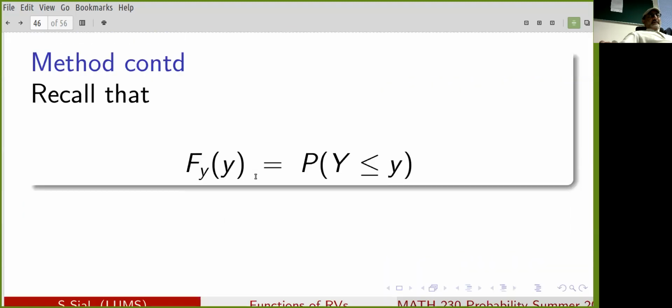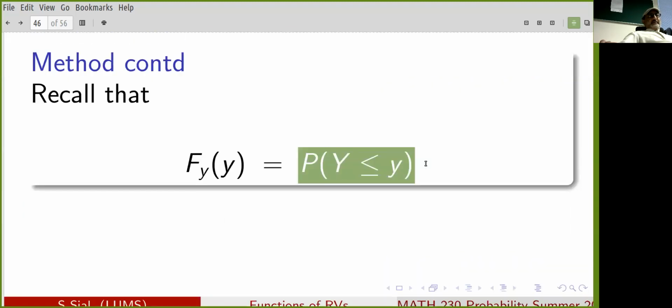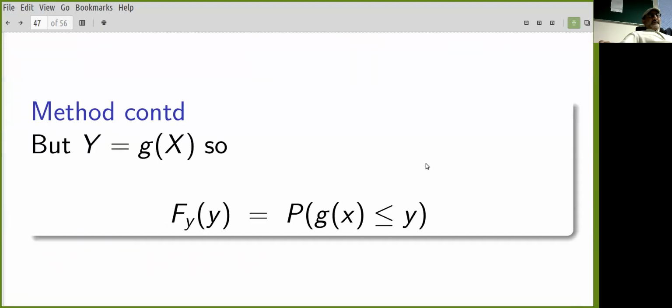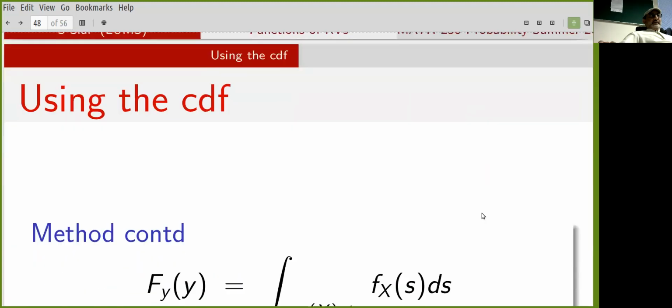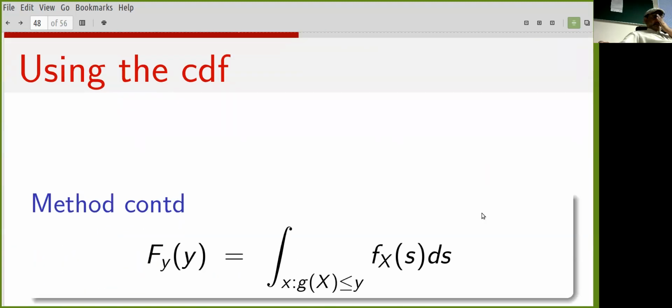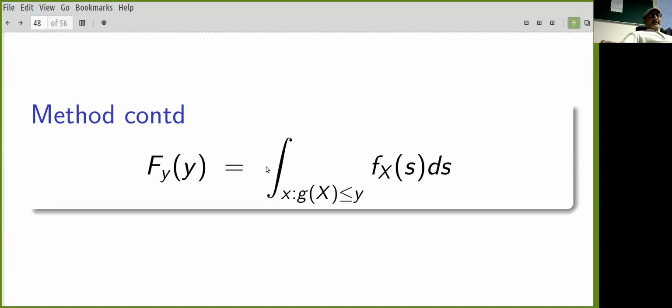Okay. Now, F sub y of y is the probability that y is less than or equal to y. But what was y? Y was some g of x. So F sub y of y is the probability that g of x is less than or equal to y. So F sub y of y is equal to the integral over the values of x such that g of x is less than or equal to y of the PDF of x evaluated at s, ds.